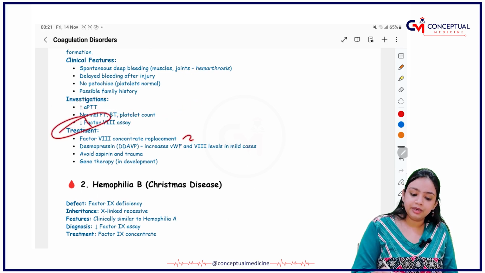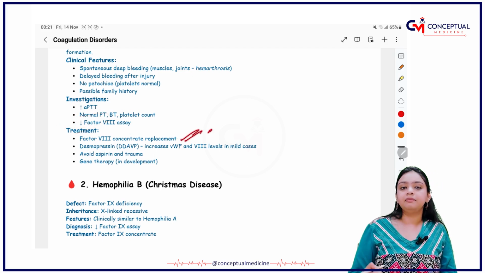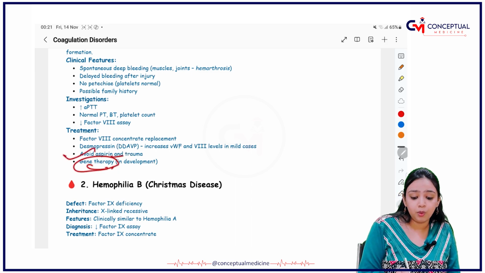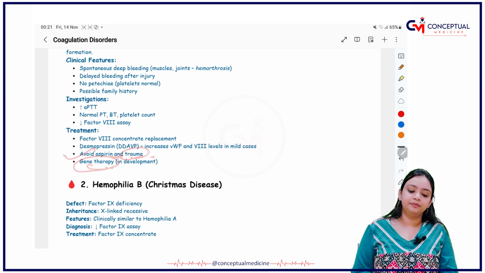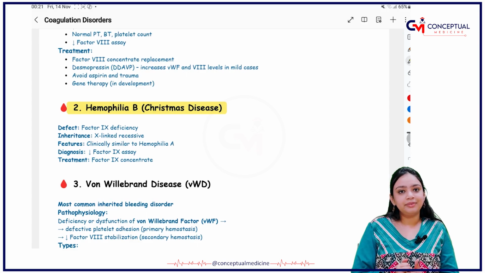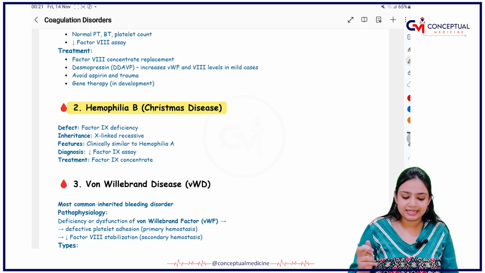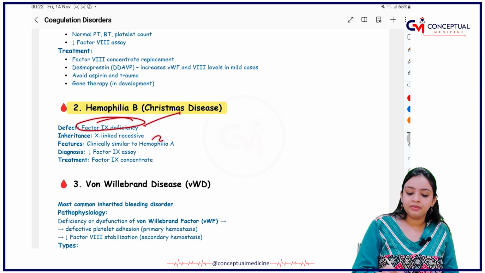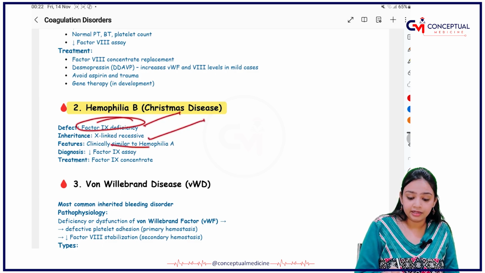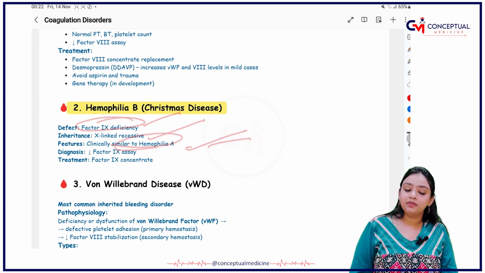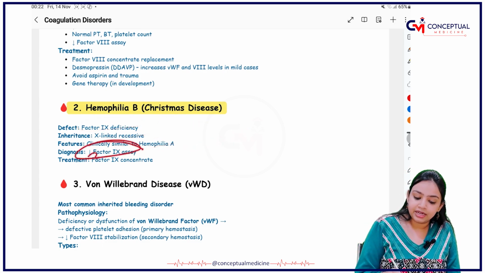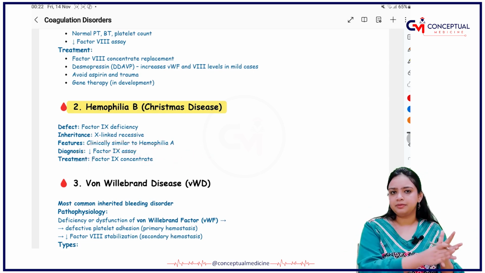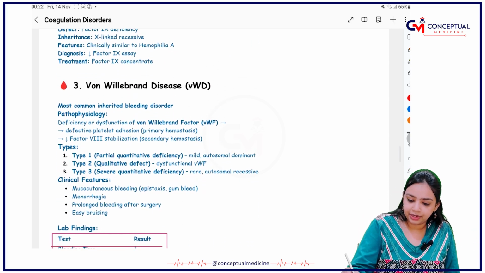Okay. For the treatment, I have to give the replacement of this factor. I have to give gene therapy and I have to avoid aspirin and trauma. Next thing is hemophilia B, that is also called the Christmas disease. It is due to factor 9 deficiency, X-linked recessive, and it is clinically similar to hemophilia A. There is a decrease in factor 9 assay. For the treatment, you have to give a replacement of this factor, right?